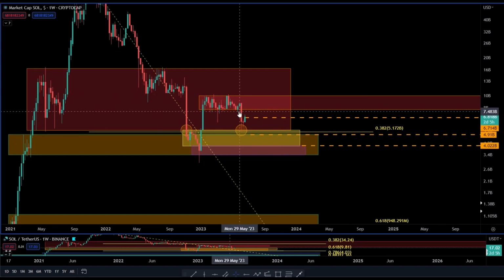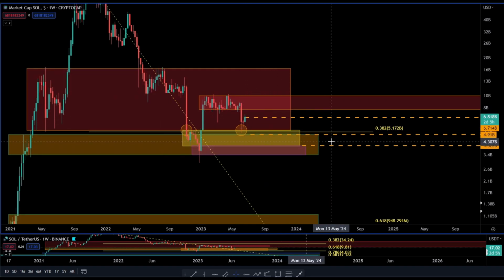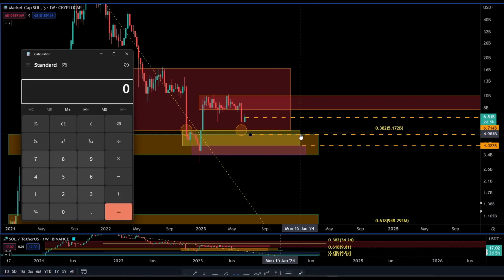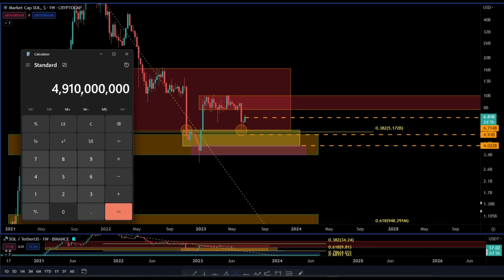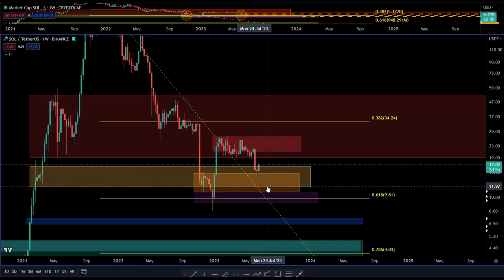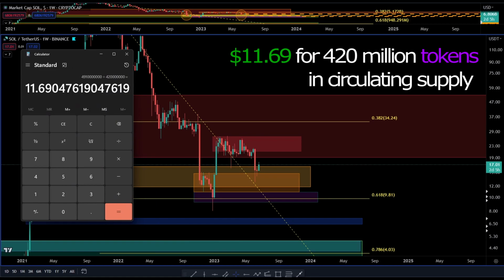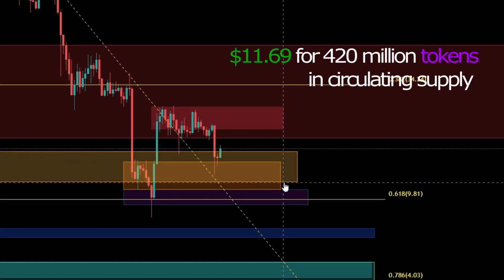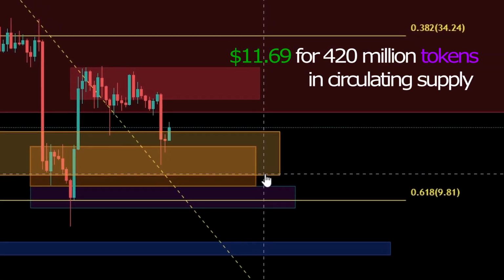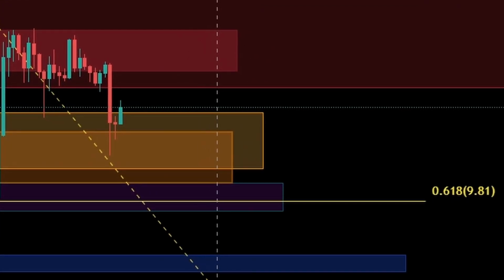As we said in the last video, we're waiting to see if price reaches this area, or this area. Top of the green box, right? 4.91 billion divided by 420 million tokens. We have an $11 price. 11.70 takes us right at this area right there.